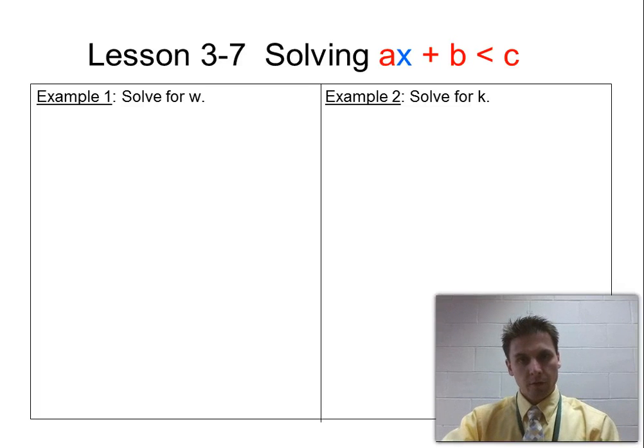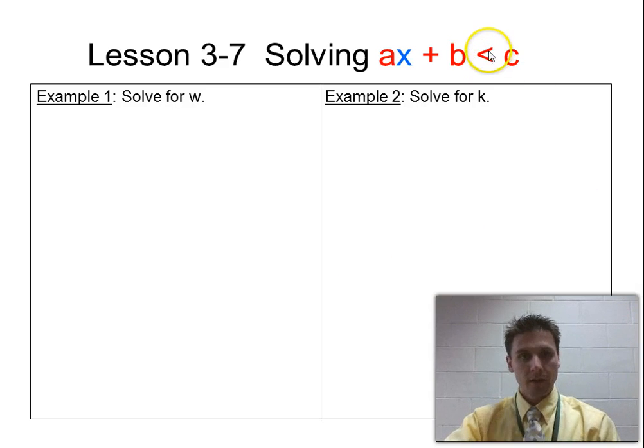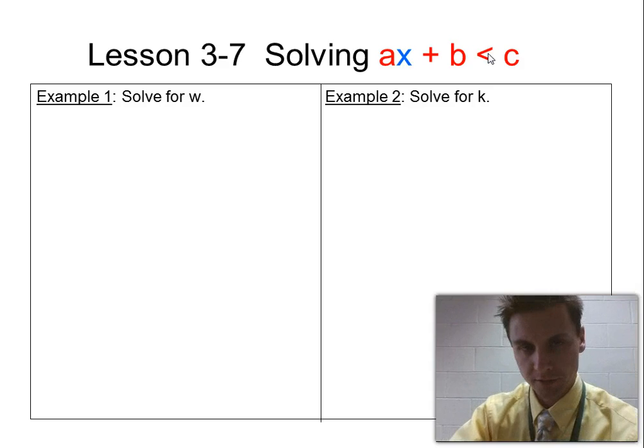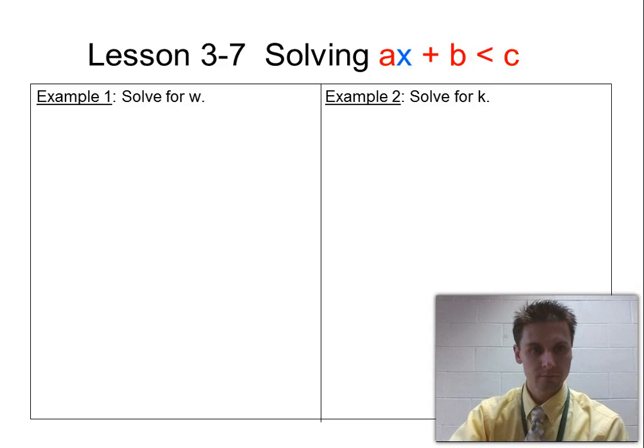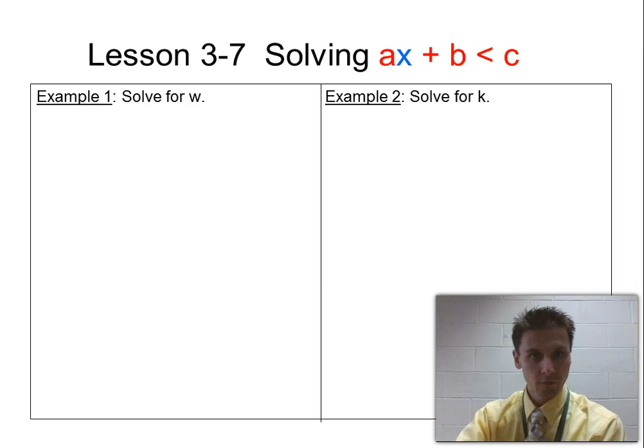Hey everybody, Mr. Bucko here with a couple examples from your notes from section 3.7 in solving inequalities of the form ax plus b is less than or greater than or equal to, or whatever variety of inequality symbol we want to have right here, c. So these are exactly the same examples that are from your notes. I added a couple of number lines here at the end to go over that a little bit more as well, in case you want to go back and look again, or if you missed them altogether.